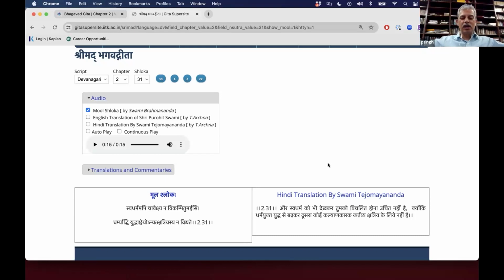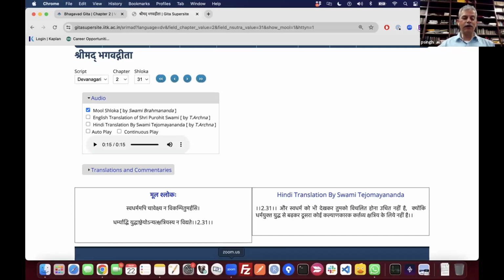Swadharmamapi cha veksha na vikampitum arhasi. Open your vocal cords, open your diaphragm, and then suddenly the new vibration comes. It's in your diaphragm, it's in your body, it's inside your cells. It should vibrate through and through. Just like it's vibrating in the eardrum here, it has to vibrate in your diaphragm, the drum of the diaphragm. It has to go in your prana. Dharmyardhi yuddhat shreyonyata kshatriyasya na vidyate. Then you can play with it.